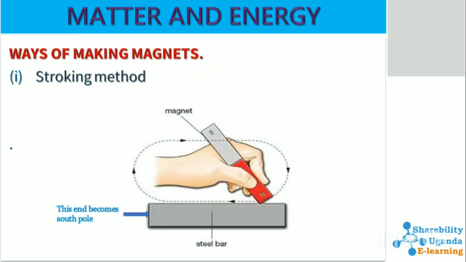Then we have various ways of making magnets artificially. One, we have the stroking method, as illustrated in the diagram. In the stroking method, we get a bar magnet and then we stroke it on a piece of steel bar. As illustrated, one end becomes the south pole and the other end becomes the north pole.